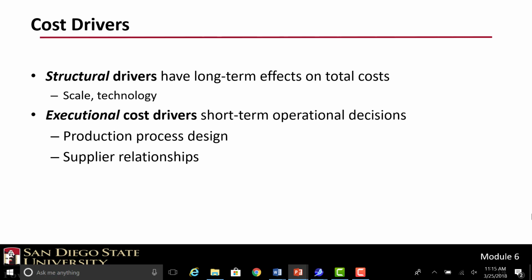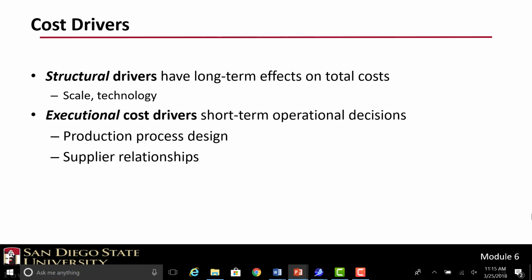Structural drivers have long-term effects on total cost. So think of those as scale or technology. Technology is a great example, right? If I can currently pour X number of soft drinks at McDonald's per hour, but then I determine a way to automate that based on the order taking process, so that now there's a machine that receives the order and automatically pours it, that technology is a structural driver. It's going to have a long-term effect on the total cost of getting that drink ready.